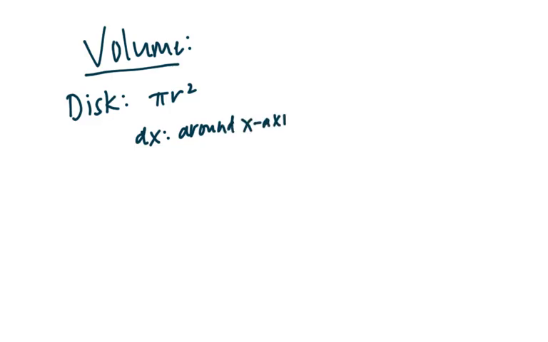Some hints about volume. The disk method we've talked about is pi r squared. And the note about it is that it's in terms of the variable you're rotating around. So you're going to use dx if you're going around the x-axis or parallel to the x-axis. So it's in terms of that variable. And dy would be if you're going around the y-axis or parallel to the y-axis.